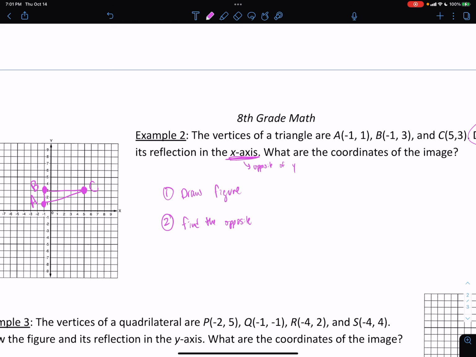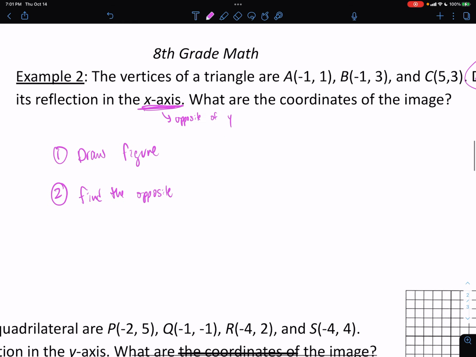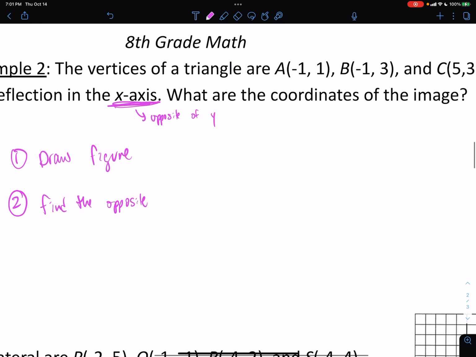Right, so remember, I'm finding the opposite of all of my y coordinates. So if A is (-1, 1), A prime is going to be, remember, I'm finding the opposite of my y coordinate, and my x coordinate stays the same. So instead of +1, it's going to be -1. All you're doing is finding the opposite of your y coordinate. It's always x, y.